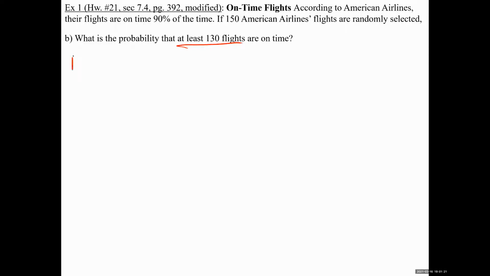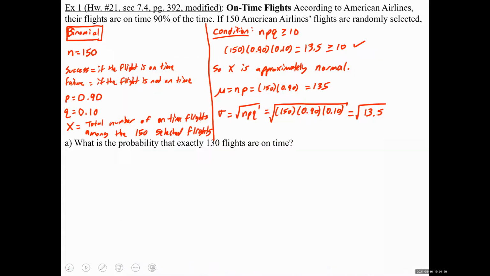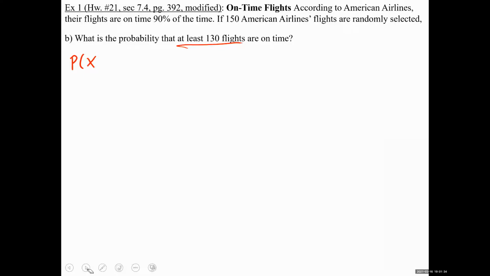The notation for that is probability that X, remember X stands for, let me go back a slide or 2 slides. X is the number of on-time flights. I'm asking you, what's the probability the number of on-time flights is at least 130? Finish the notation here. Probability X what? Greater than or equal to. Keep going. 130. Greater than or equal to 130.